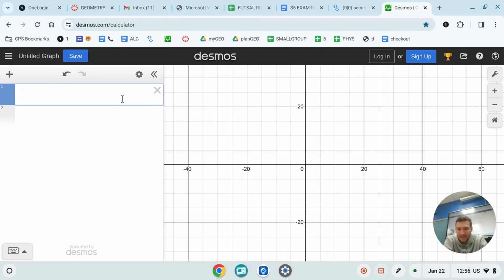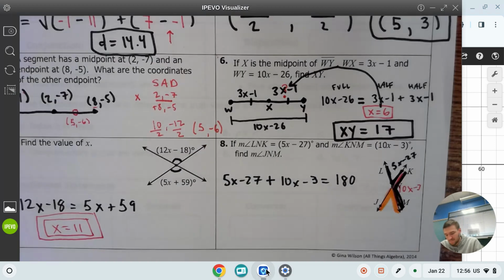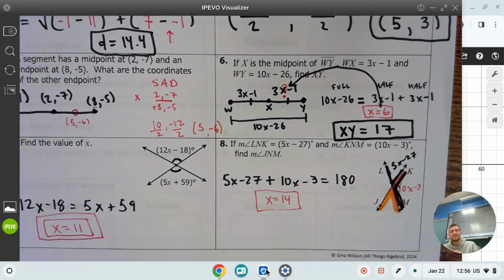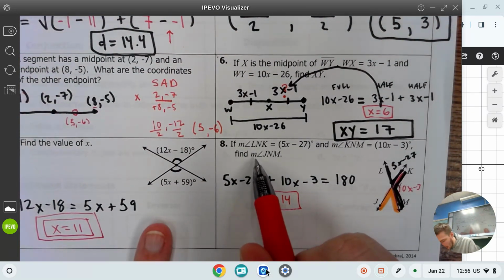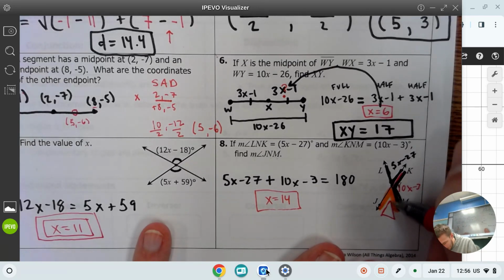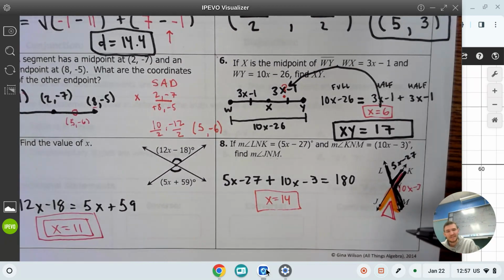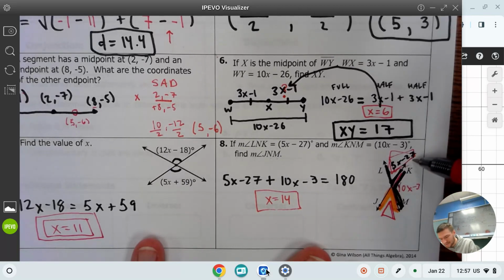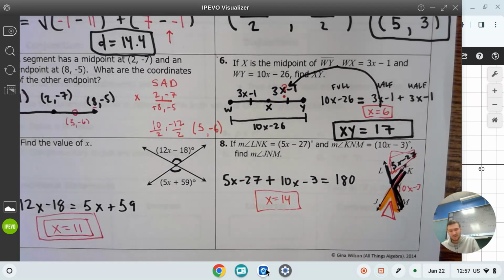Again, pick up speed a little bit, use the Desmos. 5x minus 27 plus 10x minus 3 is equal to 180. Desmos says 14. Sounds great. X equals 14. Does this question want the x or does it want the angle? It wants the measure of J and M. J and M is this piece, which is vertical from the L and K piece. So let's use the L and K piece. Once we figure that out, J and M should be the same.